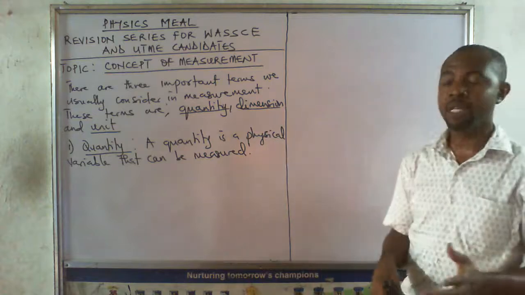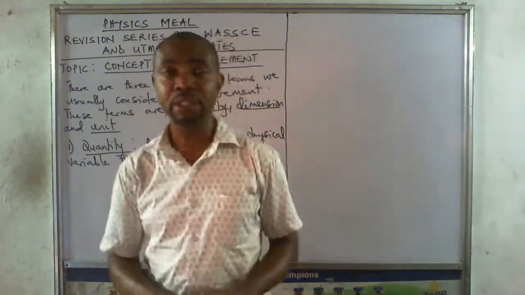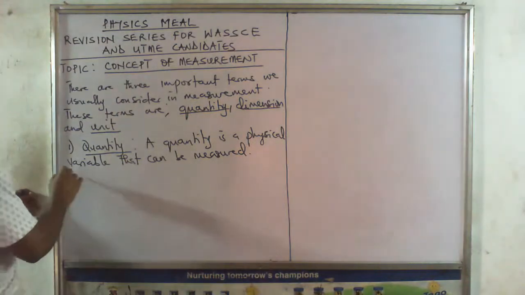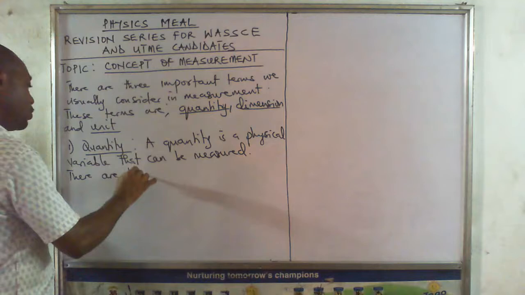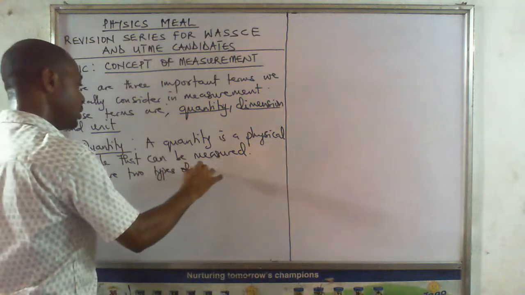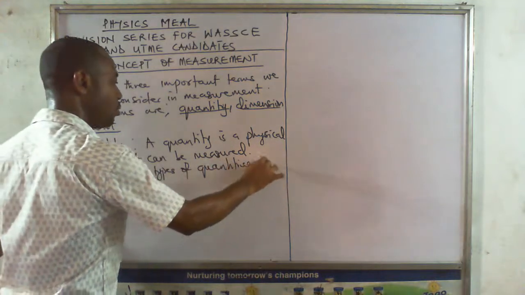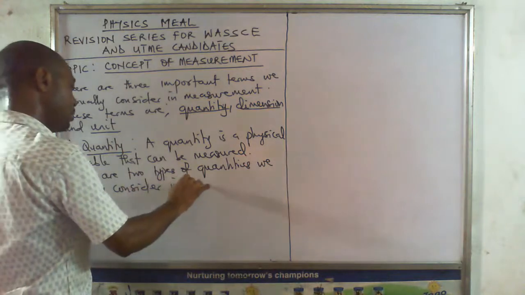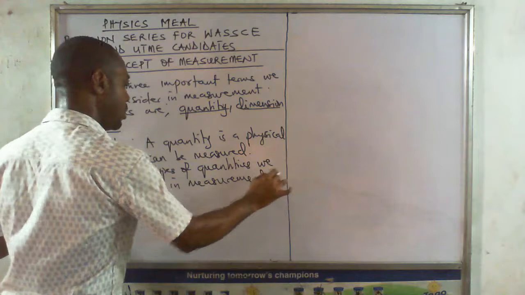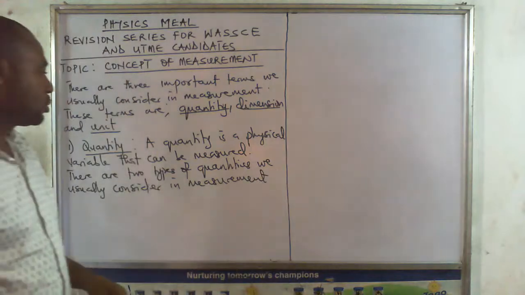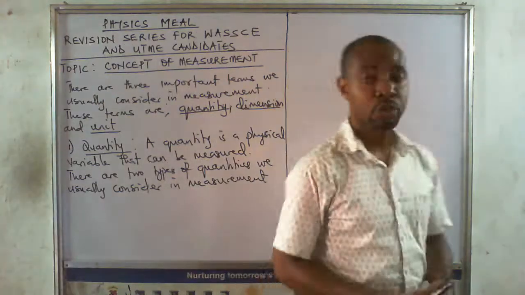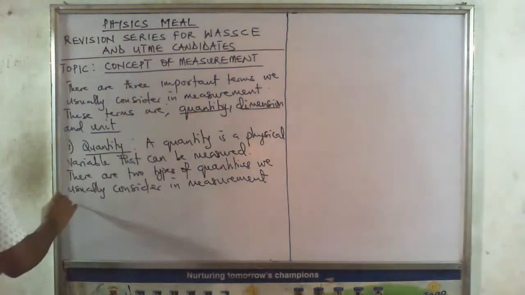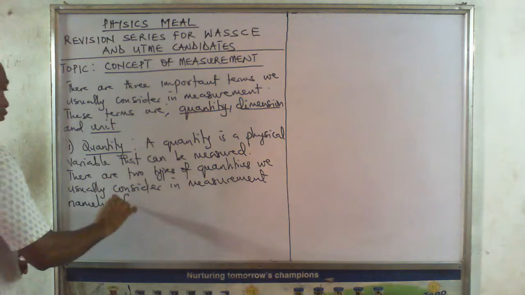Now, quantities abound, but in terms of measurement, there are two types of quantities that we usually look at as far as measurement is concerned. There are two types of quantities that we usually consider in measurement. What are these quantities? Namely, fundamental quantities.